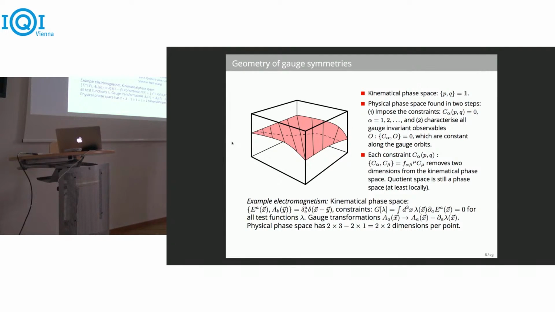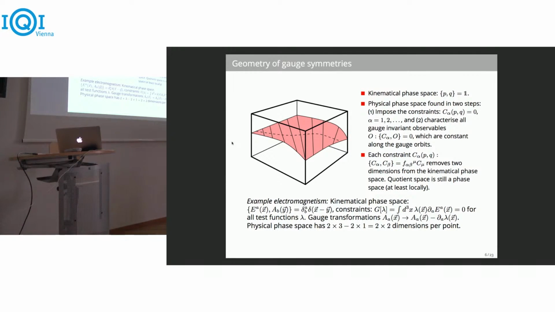And the physical phase space is then obtained by quotient space, or equivalently by gauge fixing that intersects each orbit exactly once. The constraints, in addition to that, need to satisfy an algebra, which is simply the statement that, geometrically, each gauge orbit lies within the constraint hypersurface.